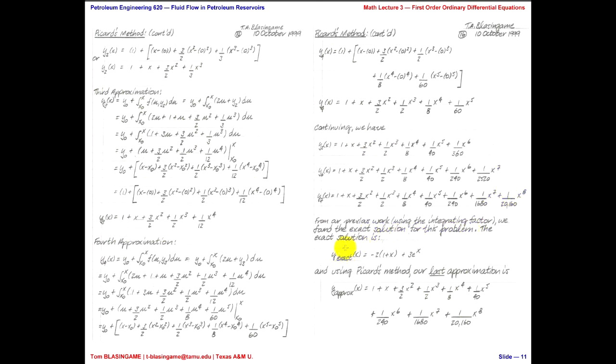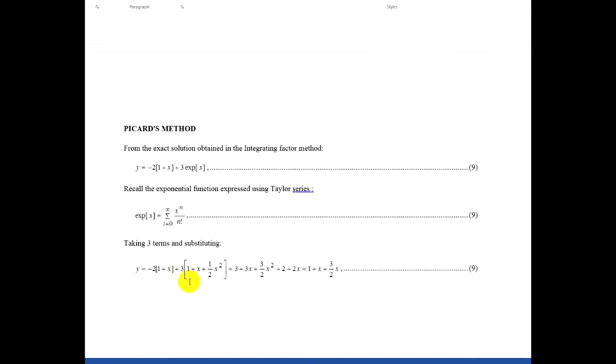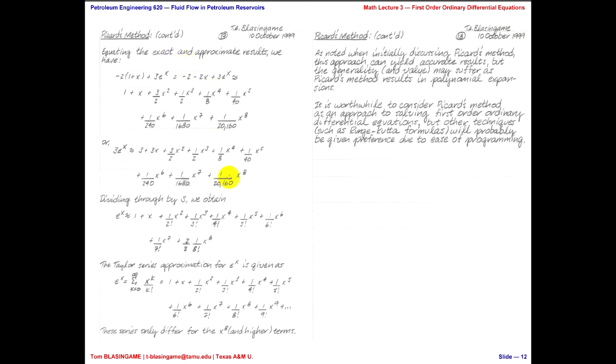So comparing with the exact solution of this differential equation, you get this expression, okay? It is interesting to see that if you express the exponential function in terms of the Taylor series, you end up with basically the same approximations. But that is only until a certain point or a certain approximation. Here, the last term that appears in the notes is x to the power 8, right? So you get the Taylor series approximation, and this series only differs for the 8th and higher terms. Okay.